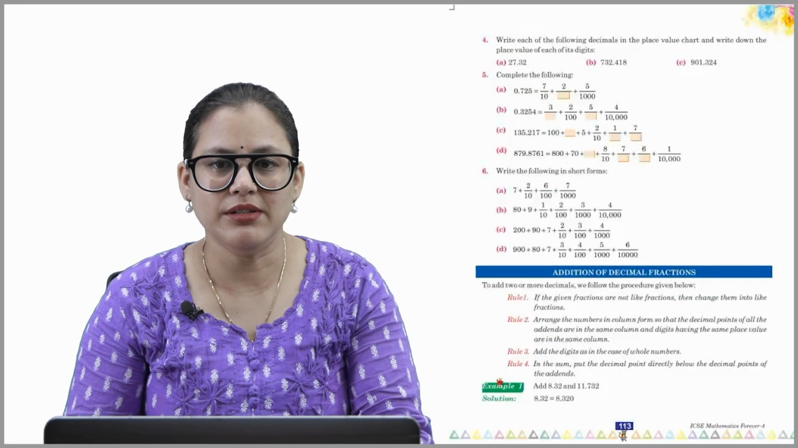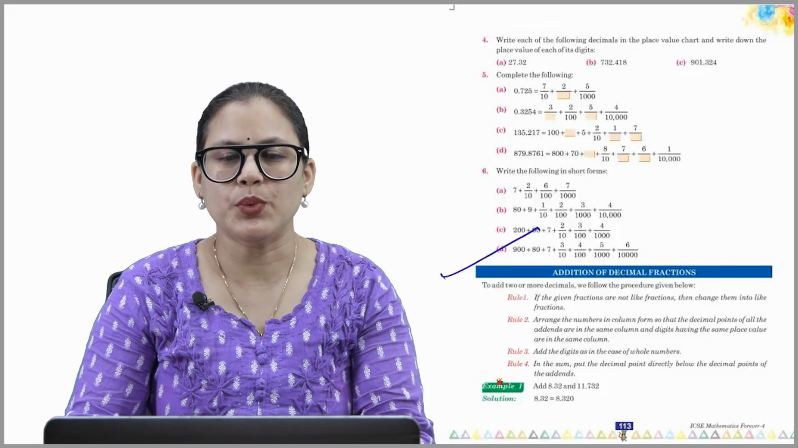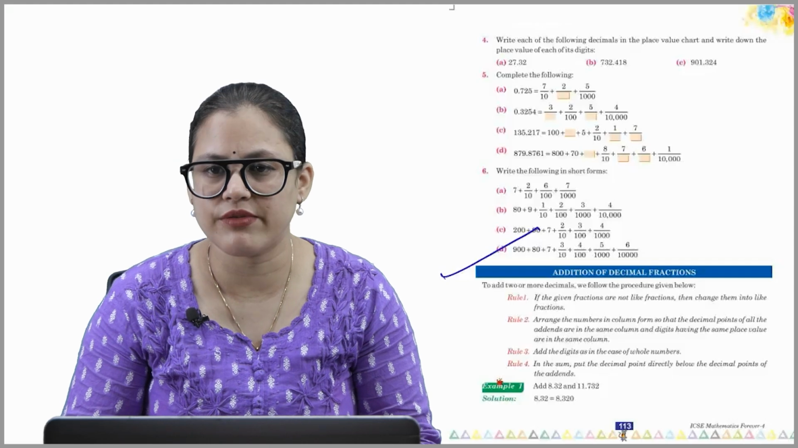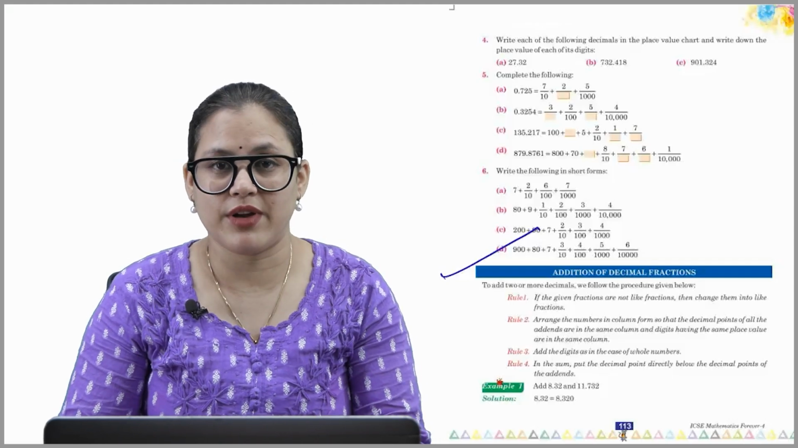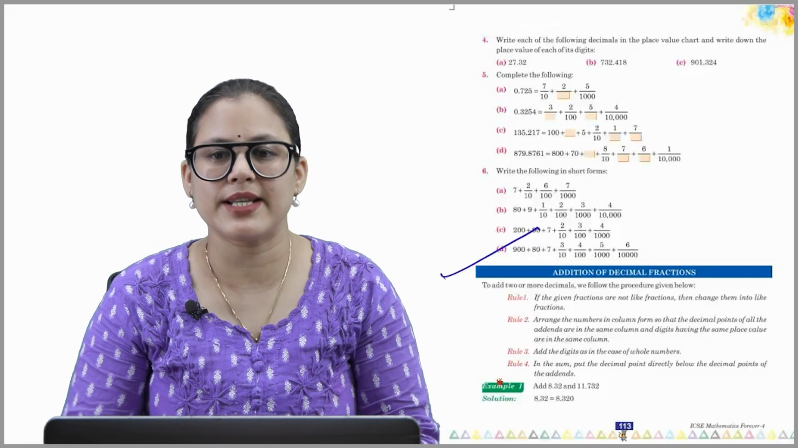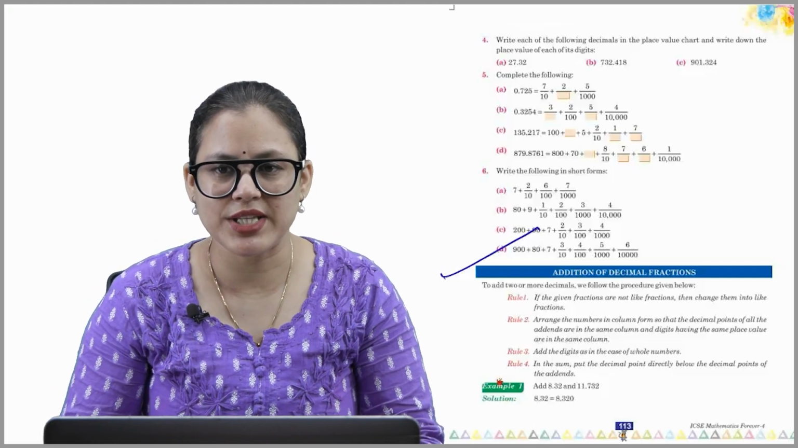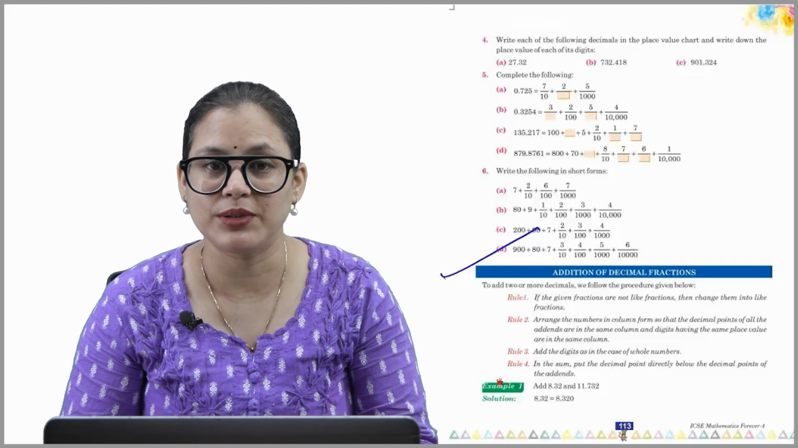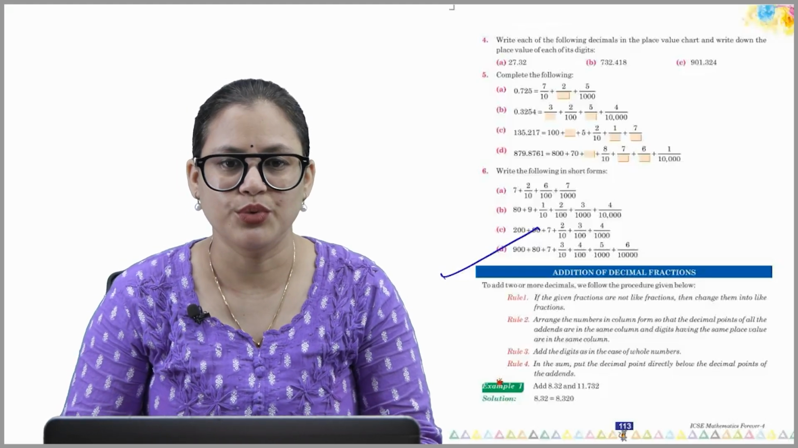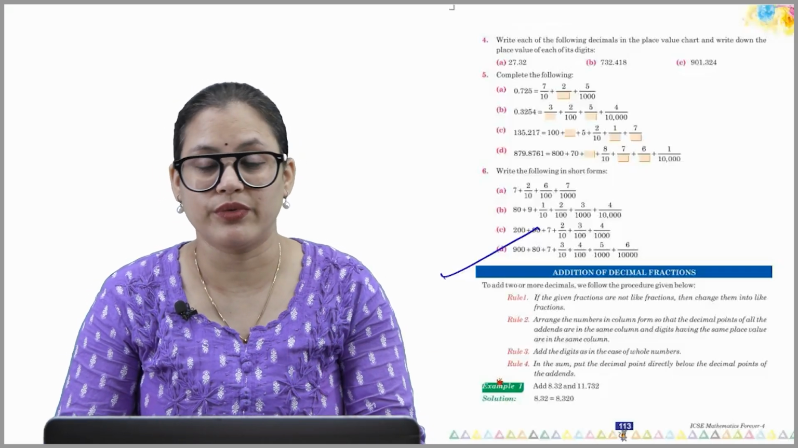Addition of decimal fractions. To add 2 or more decimals, we follow the procedure given below. Rule 1. If the given fractions are not like fractions, then change them into like fractions. Rule 2. Arrange the numbers in column form so that the decimal points of all the addends are in the same column and digits having the same place value are in the same column. Rule 3. Add the digits as in the case of whole numbers. Rule 4. In the sum, put the decimal point directly below the decimal point of the addends.